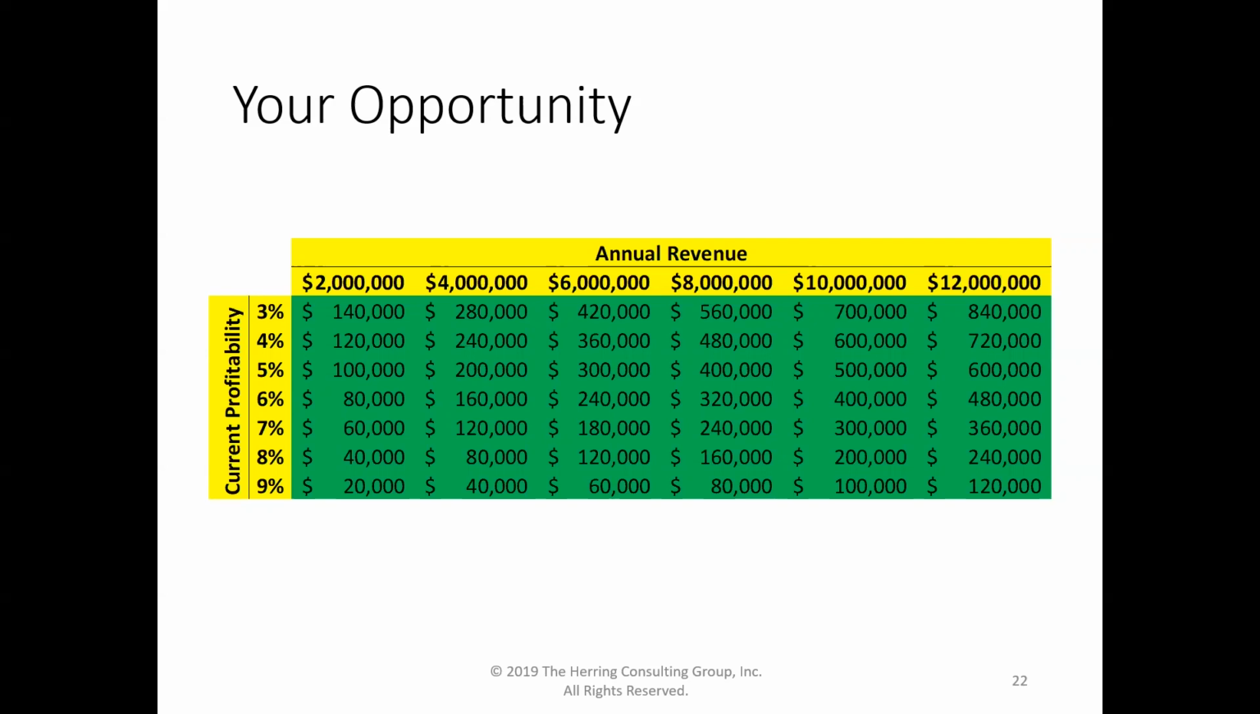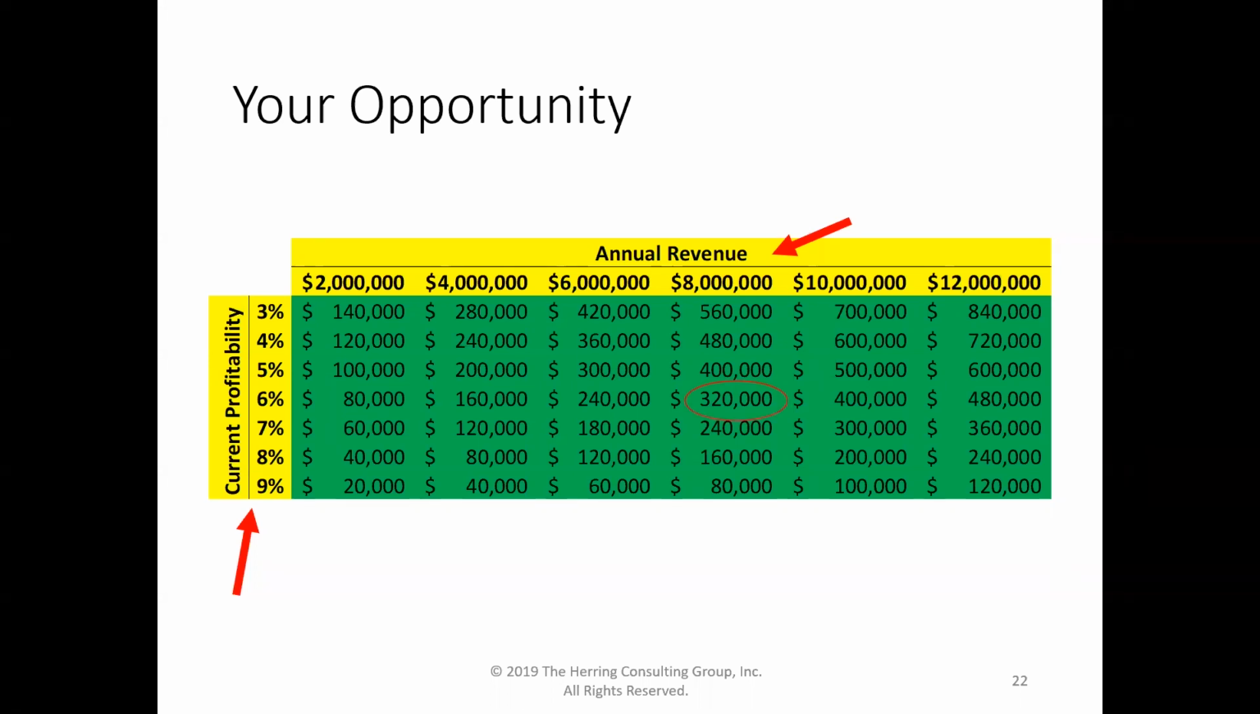We want landscape companies to make between 10 and 12% on the bottom line. That's after depreciation, after owner's compensation, after every expense. We want to see 10 to 12% there. Sometimes it's easy to get lost in the percentages, so I want to frame that in dollars. On the left-hand side, find your current profitability. If you're at 4.6%, just pick 4 or 5%. If you're at 7%, pick 7. Then across the top, find your annual revenue, the revenue for the last 12 months. Then take the intersection between those two.